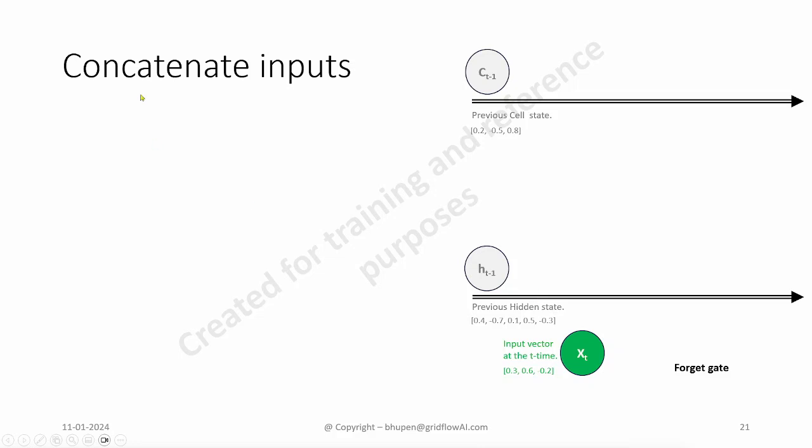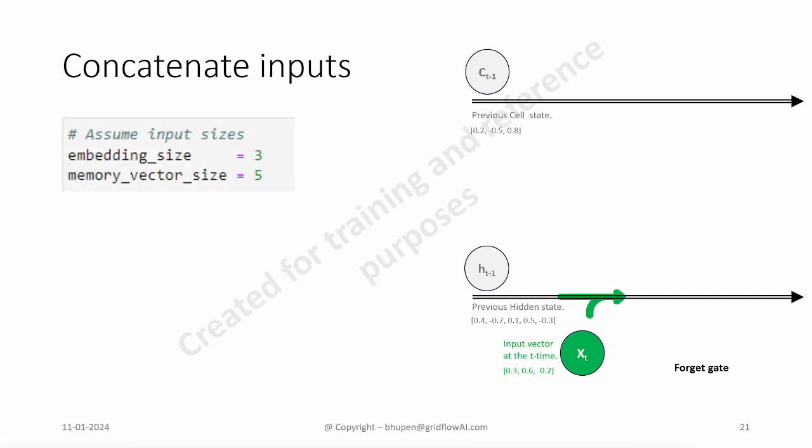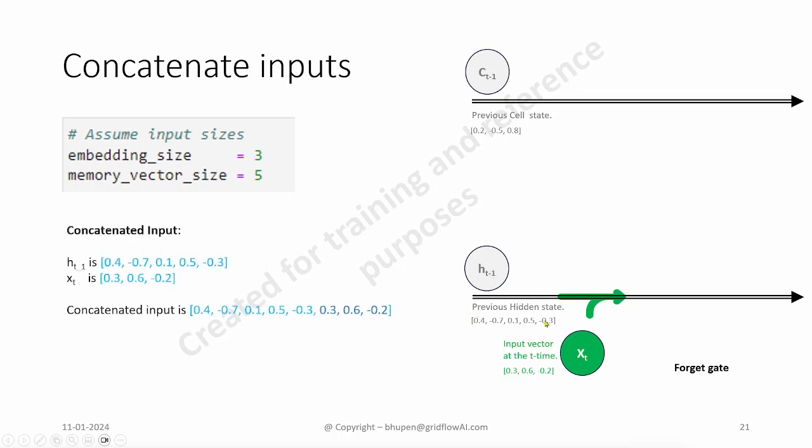Now you have to concatenate. The first thing we need to do is concatenate the previous hidden state and also the current input embeddings. So that's the concatenation here. The embedding size is 3, and the memory vector size, which is the hidden state representation, is 5. So when you join them together, you get a longer vector representation. Looking at this, the first 5 are from the memory, which is the hidden state, and the last 3 are nothing but the input embedding. So that's the joining of these two together before it goes to the forget gate.